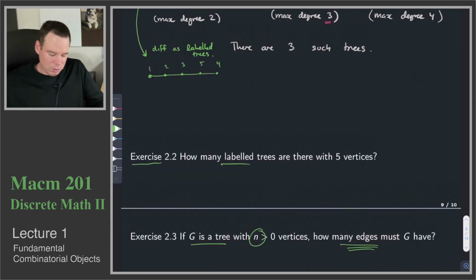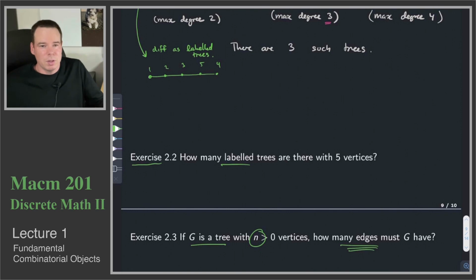Right now, we're introducing graphs and trees as just one kind of object that we can start counting things on as well.